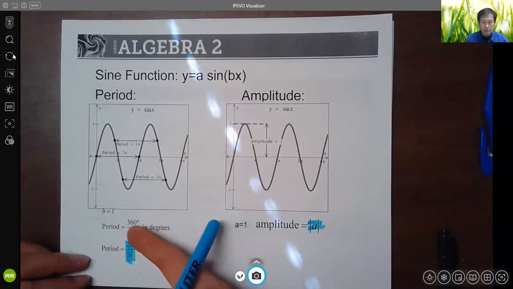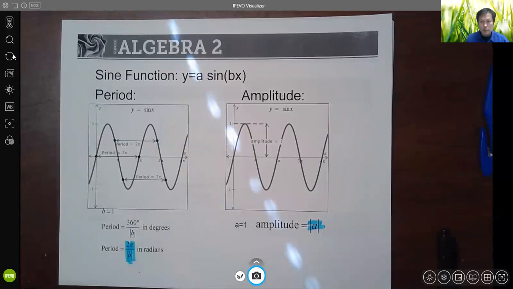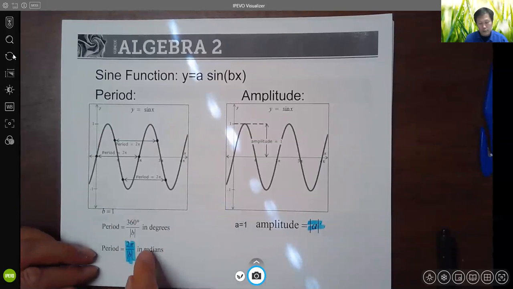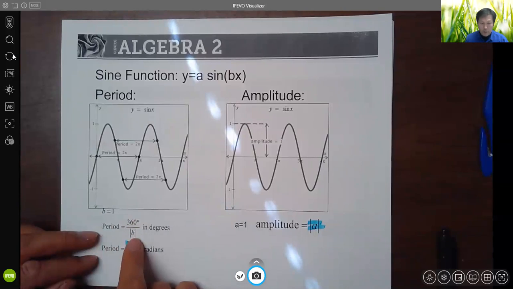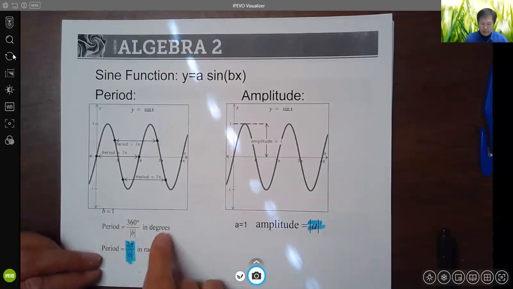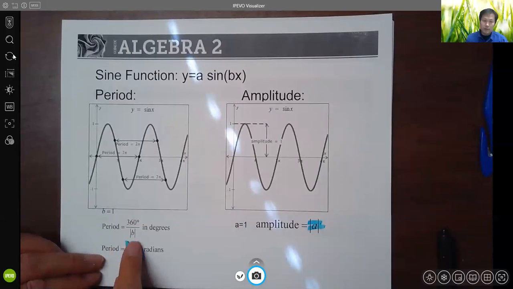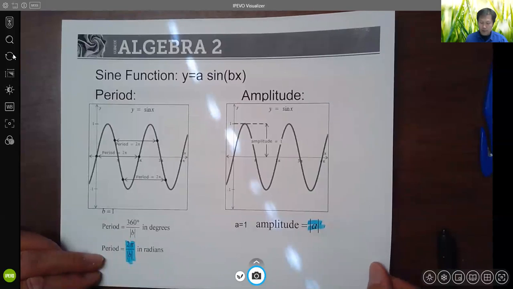You hardly see this. When we graph a trigonometric function, usually we use radians. You will hardly see degrees. So the period is 360 over b in degrees, or in radians, the period will be 2 pi over b. And this is a very frequently used formula. So you will have to memorize it.